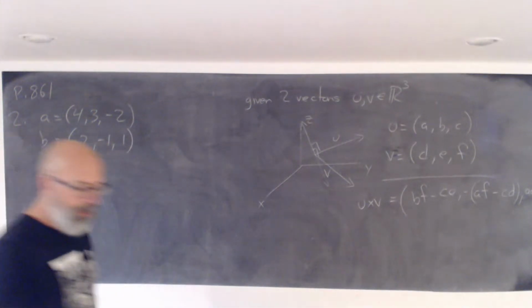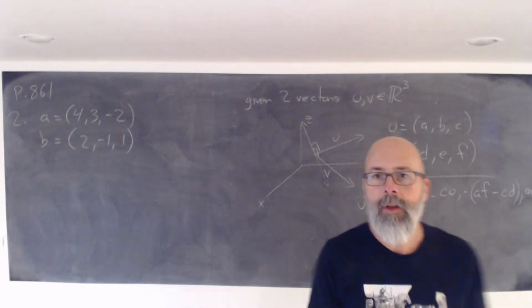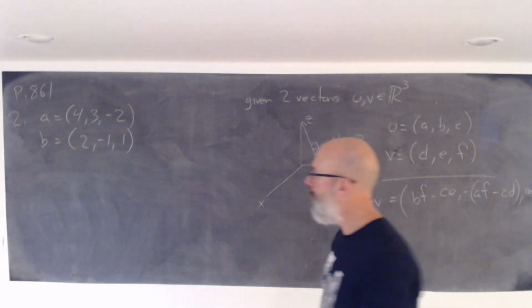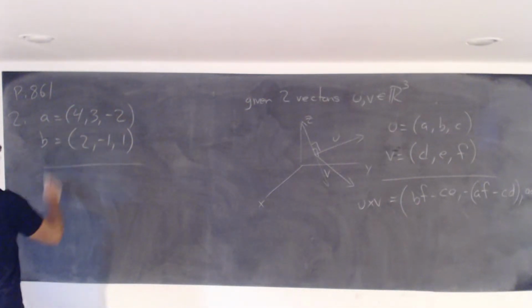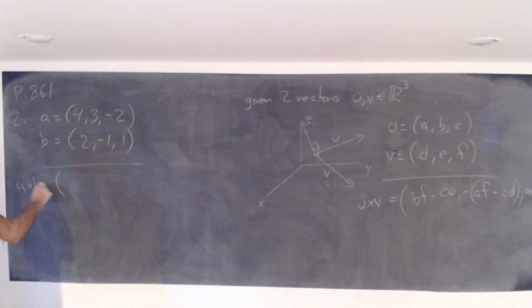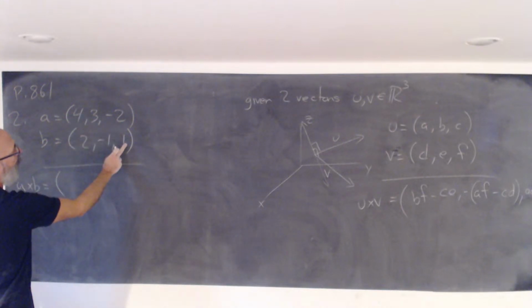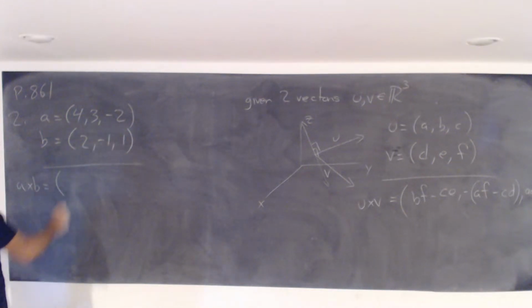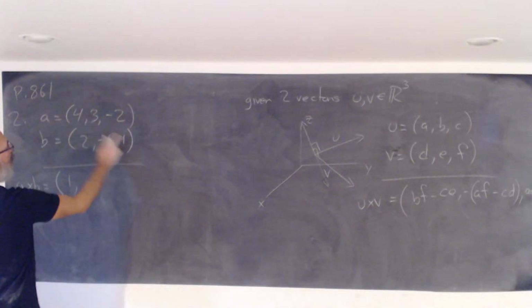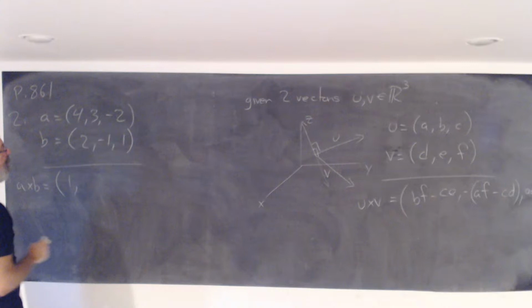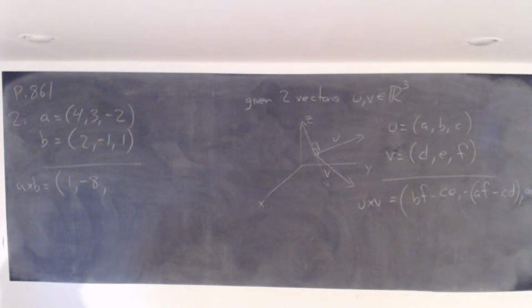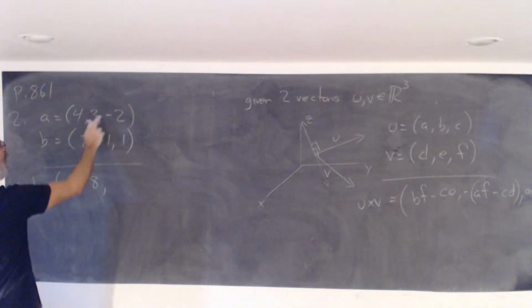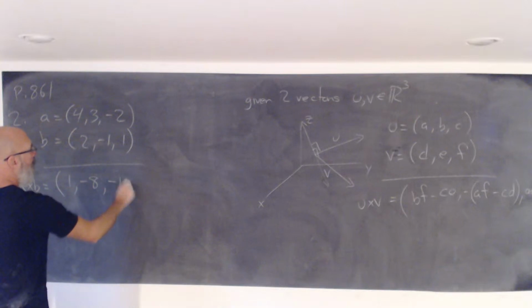Consider these two vectors. We are asked to find the cross product and show that the cross product is orthogonal to each of A and B. So let's work that out. First component, 3 minus 2, that's a 1. Second component, 4 plus 4 is 8, and change the sign. Finally, minus 4 minus 6 is minus 10.